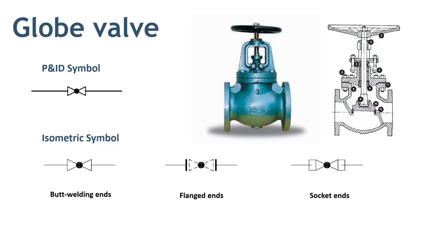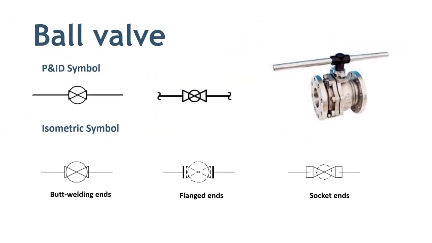For the globe valve, the symbol is modified by adding a small dark circle. You can see that PNID and isometric symbols are almost the same, with the only change in end types. Next is the ball valve. You can see that there are two PNID symbols for the ball valve. The reason is that PNID and isometric drawing symbols change from company to company. So if you switch companies, you should be aware of this. Similarly, you can see the ISO symbols for butt, flange and socket end ball valves.